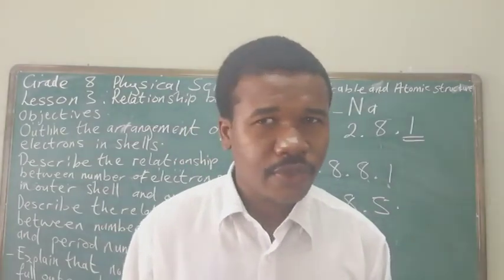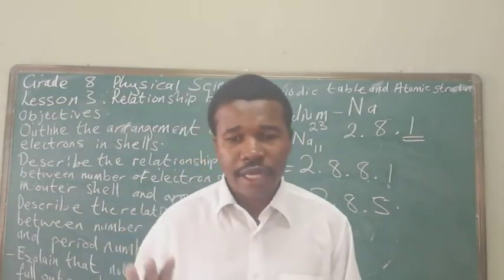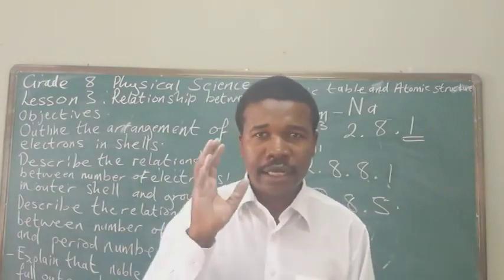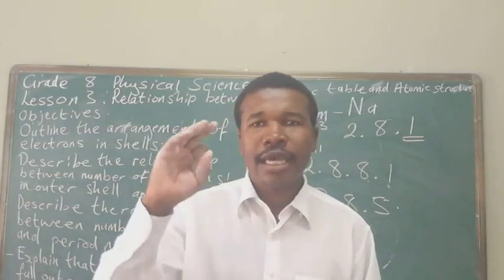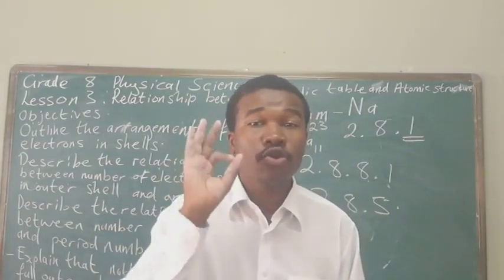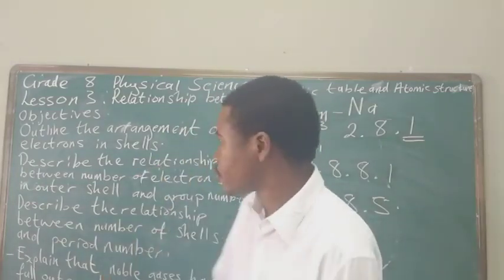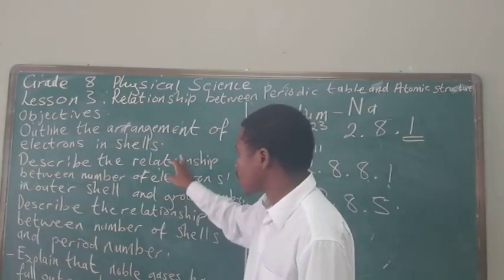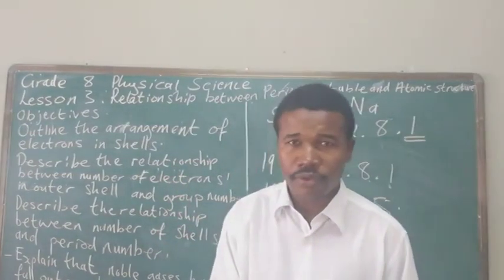I hope you managed to understand that. The number of electrons, if you just look at an electron configuration, and it has 3 electrons in the outermost shell, it means it's in group 3. The number of electrons in the outermost shell tells you the group number. So that is the relationship between the number of electrons in the outermost shell and the group number.